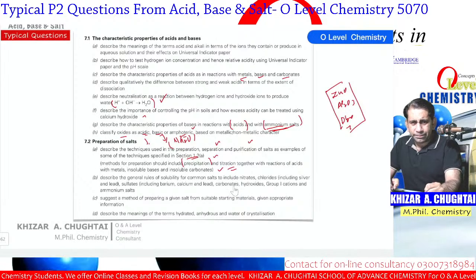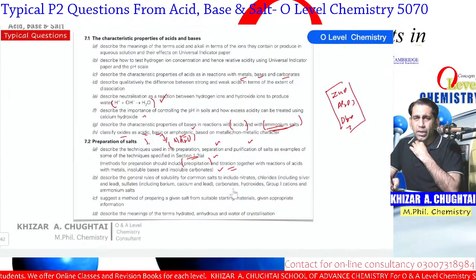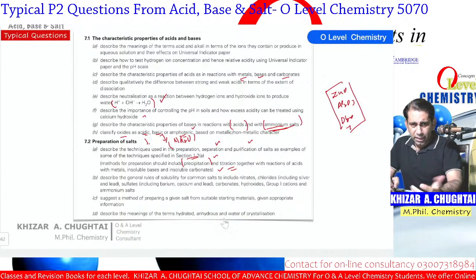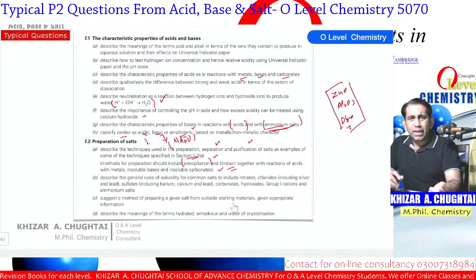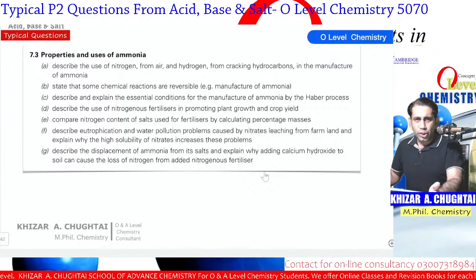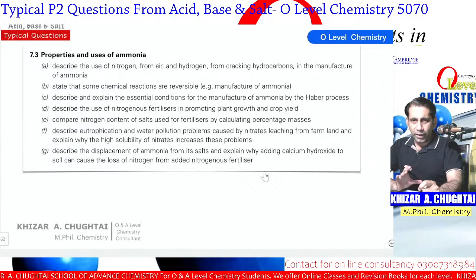The next one is the rules of solubility of the nitrates, chlorides, as I have told you, and so on. These are the typical points that you have to remember and revise. The next one is the properties and uses of ammonia.